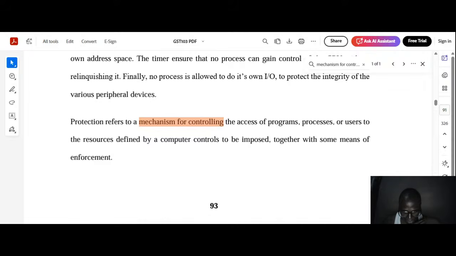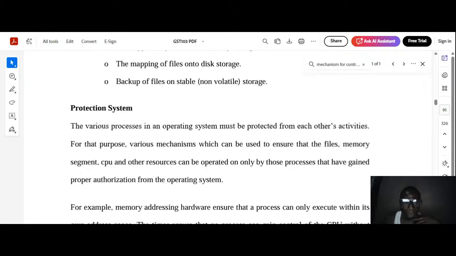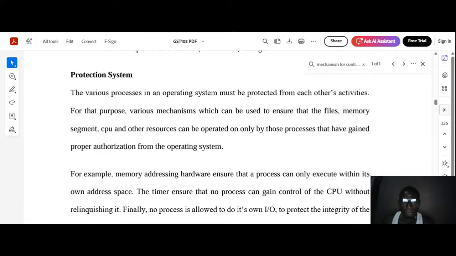If the answer is not D, don't worry, you will see the material now. All right, let's read from the material now. I think we should start from protection systems in computers. Now, I will start reading. The various processes in an operating system must be protected from each other's activities. For that purpose, various mechanisms can be used to ensure that the files, memory segment, CPU, and other resources can be operated on only by those processes that have gained proper authorization from the operating system.